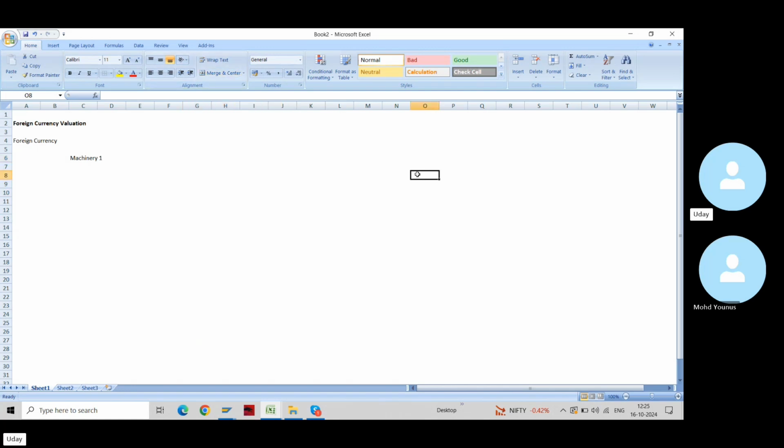Okay, fine. So let us assume this is my Indian company, and I want a machinery from a US company. I'm going into somewhat more detail. So I purchased some machinery from a USA vendor.